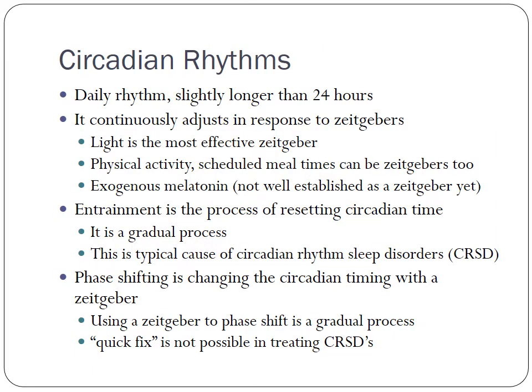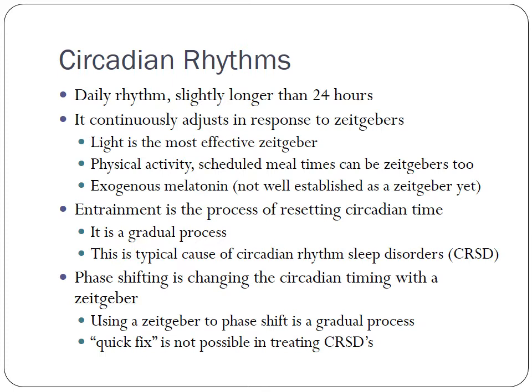Circadian rhythms. Our daily rhythm is slightly longer than 24 hours. It continuously adjusts in response to Zeitgebers. Light is the most effective Zeitgeber. Physical activity and scheduled meal times can also be used as Zeitgebers. Exogenous melatonin is not well established as a Zeitgeber yet, but they do believe that it plays a role.